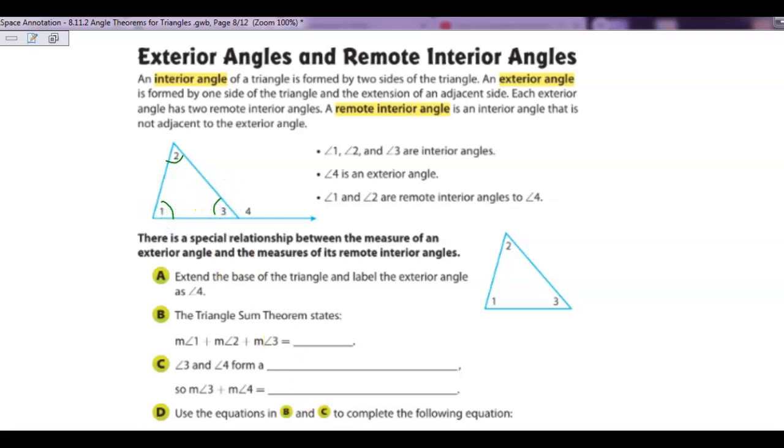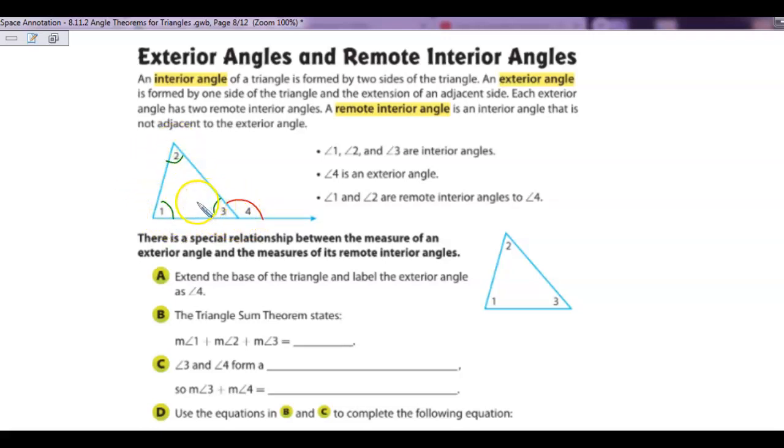An exterior angle is formed by one side of the triangle and an extension of the adjacent side. So here's my one angle, and then I extended this out, and so this is an exterior angle. Each exterior angle has two remote interior angles. So the remote interior angles to angle 4 are 1 and 2.